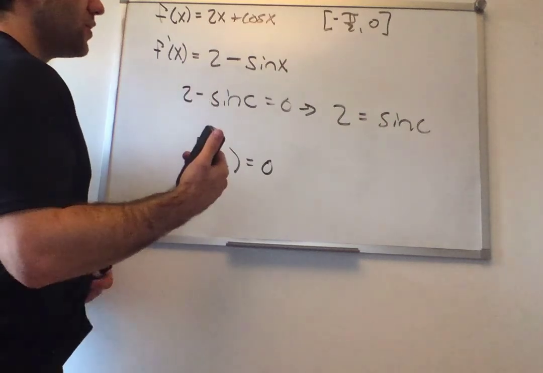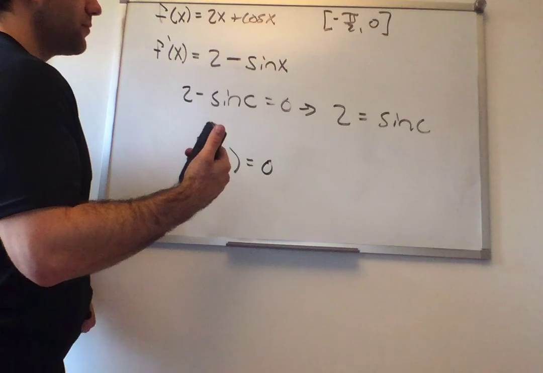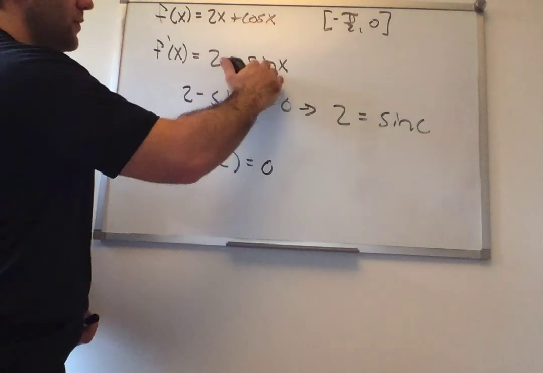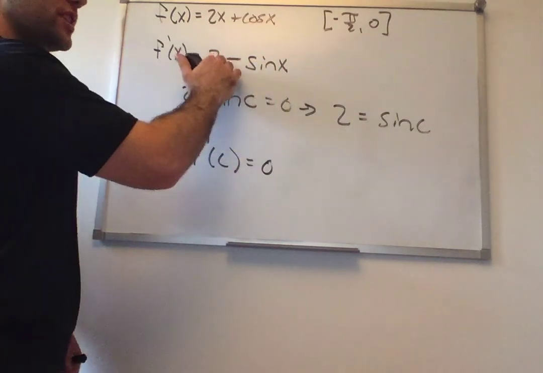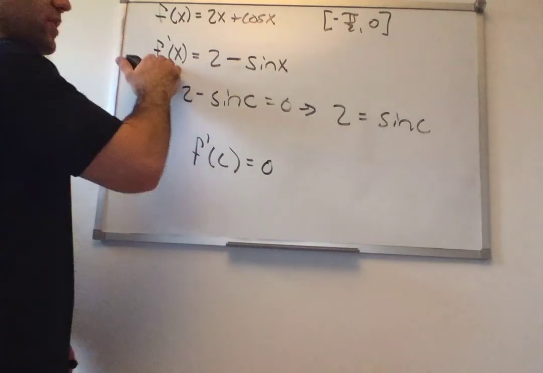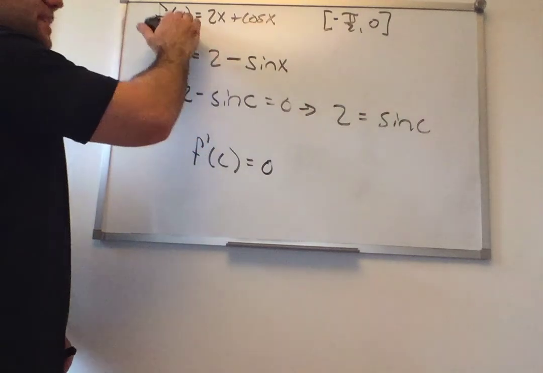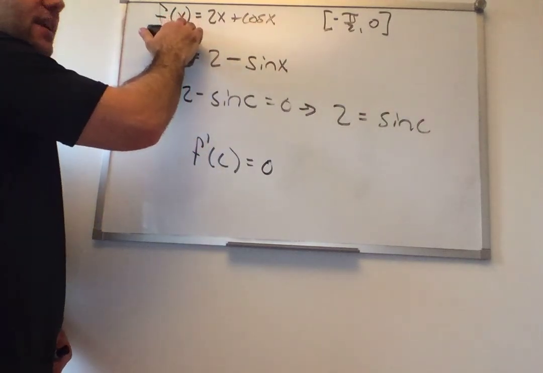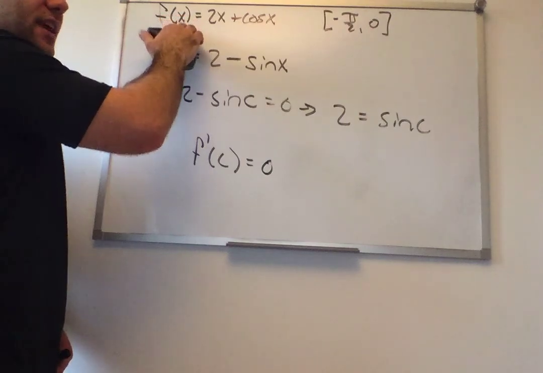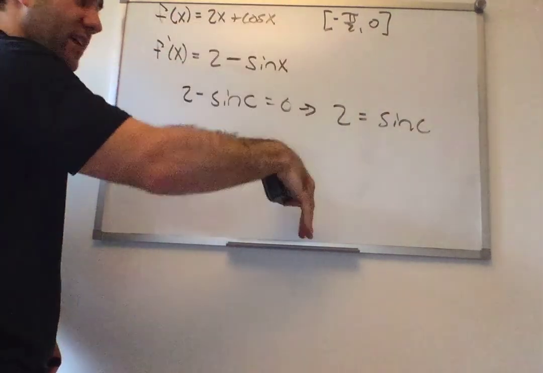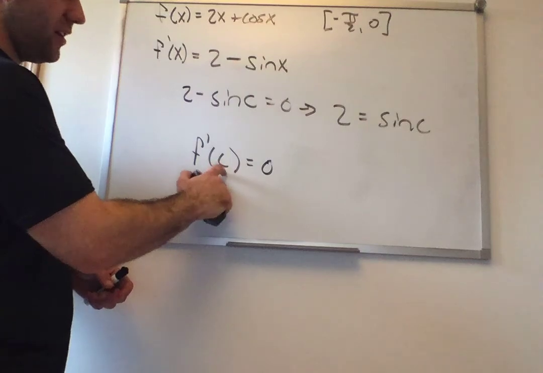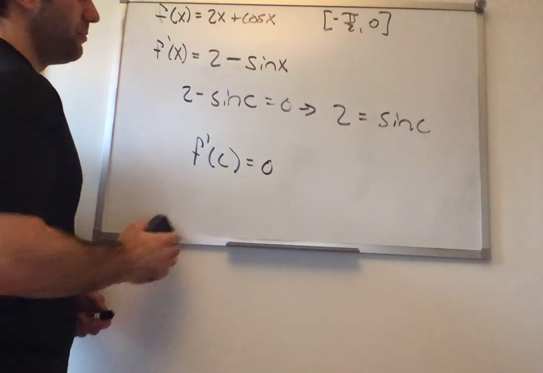So you get a 2 here. So this function is always positive. The derivative is always positive, meaning this function is always increasing. If this function is always increasing, it never has any time to come back down and make a maximum or a minimum.